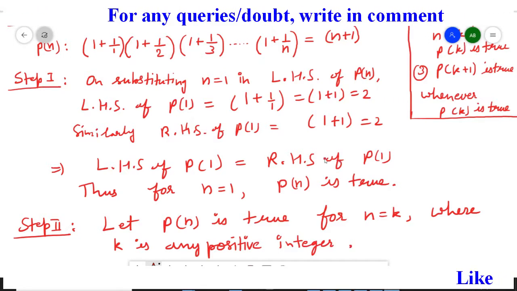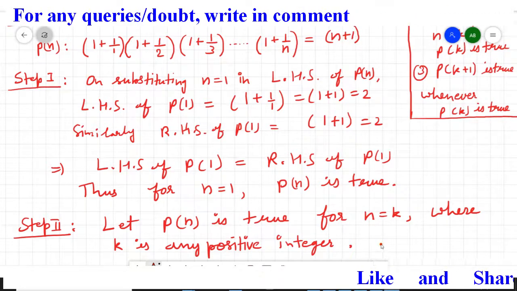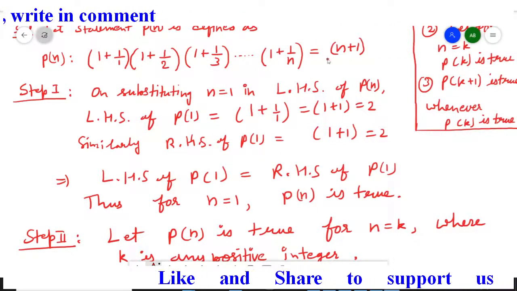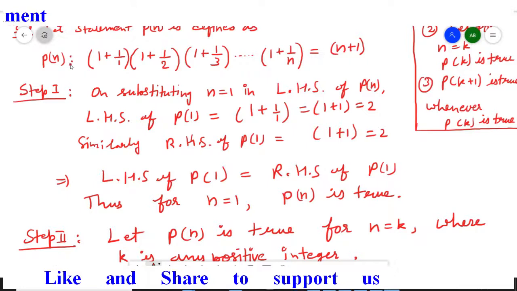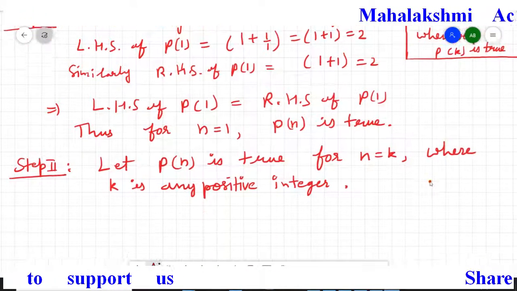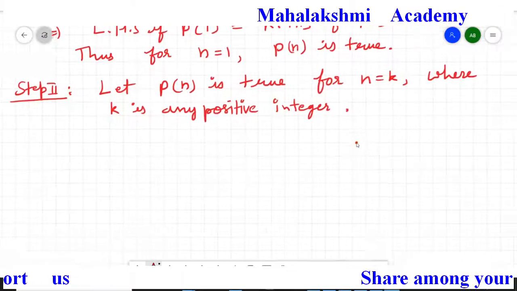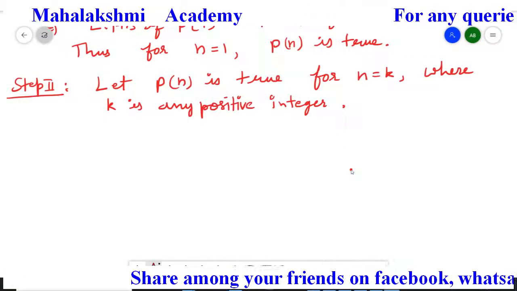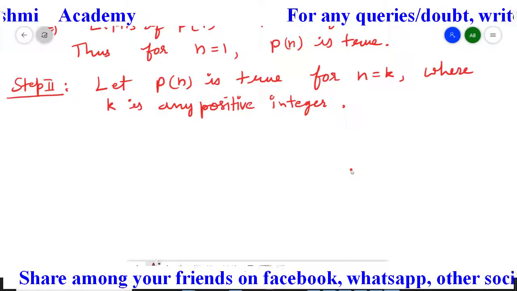In this Pn statement, wherever n is there, we are going to replace it by k, so it will convert to the statement Pk. So I will write down the statement Pk now. We don't have to prove it, we assume that it's true. So this is our assumption. In the second step, we only have to assume. I am writing it with the help of the question because it got hidden here.